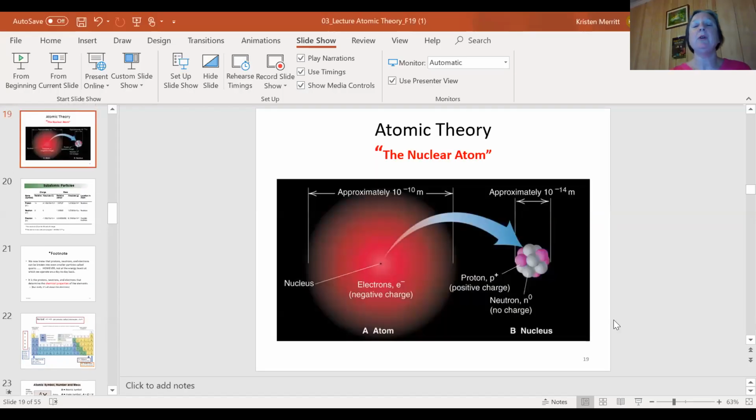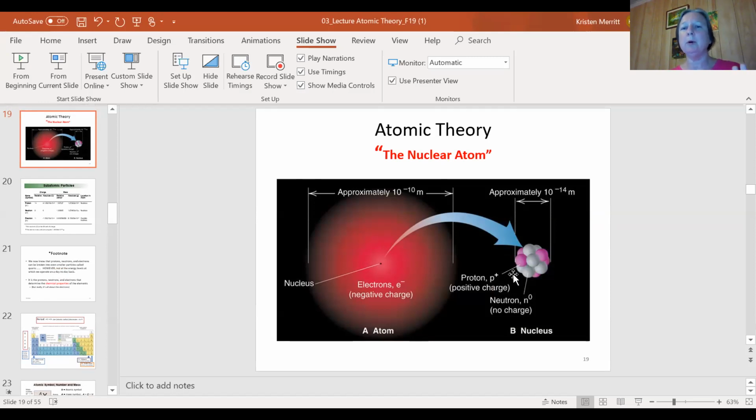Okay, so now we have our modern theory, because it is still a theory. And very likely we're going to make a discovery, or you guys will make a discovery in the future, that's going to tweak the model we use a little more. That's okay. It's one of the fun things about science. We're always learning.